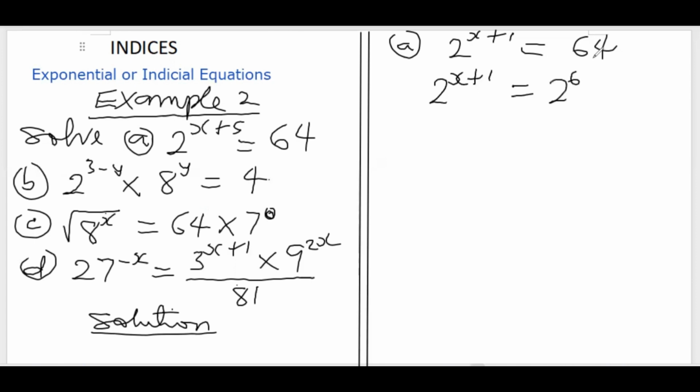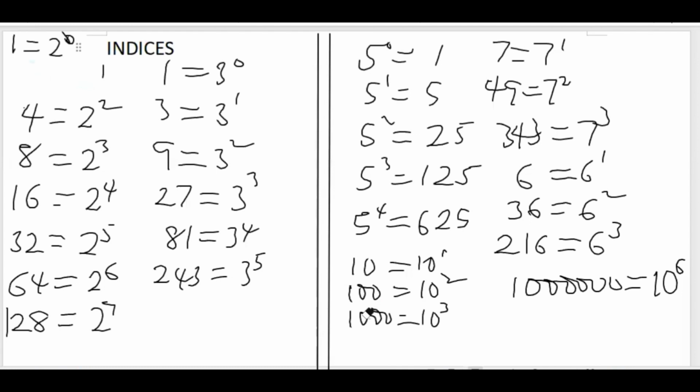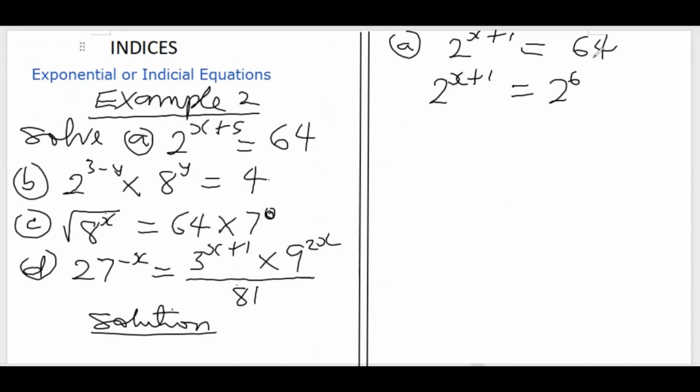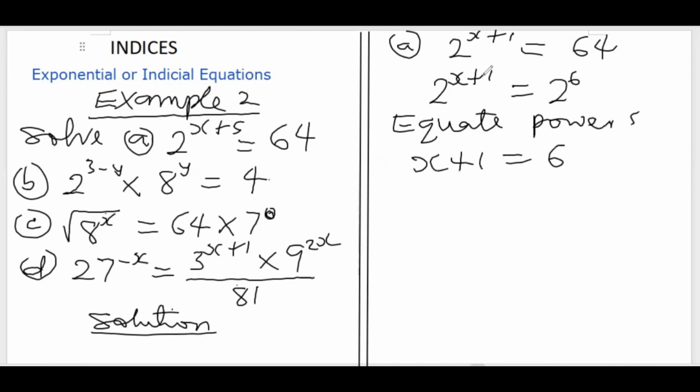Or if you refer to the table given in example 1, as students of indices, we need to try and memorize them. Our target is to express each side of the equal sign to the same base. Once the bases are equal on each side, you can equate the powers. So you now say equate powers, because the bases are already equal. That is x plus 1 equals 6. Then you just solve this using your previous knowledge of solving linear equations. You have x equals 6 minus 1, and x equals 5.